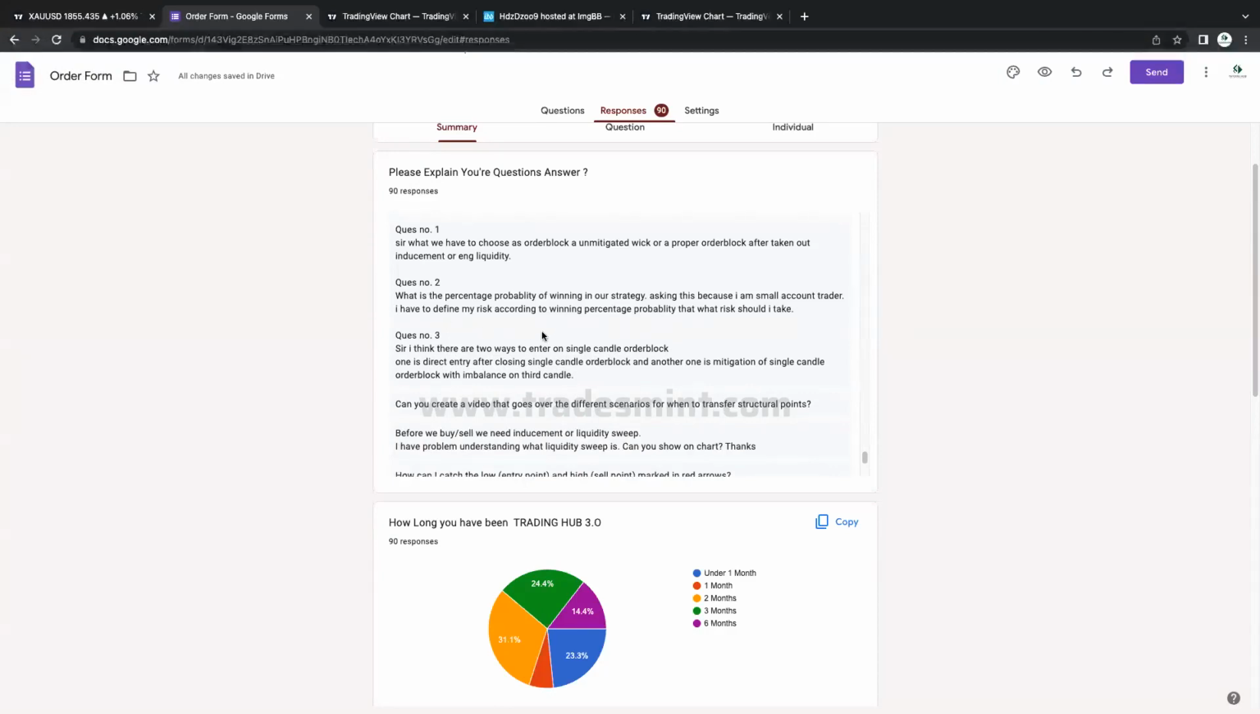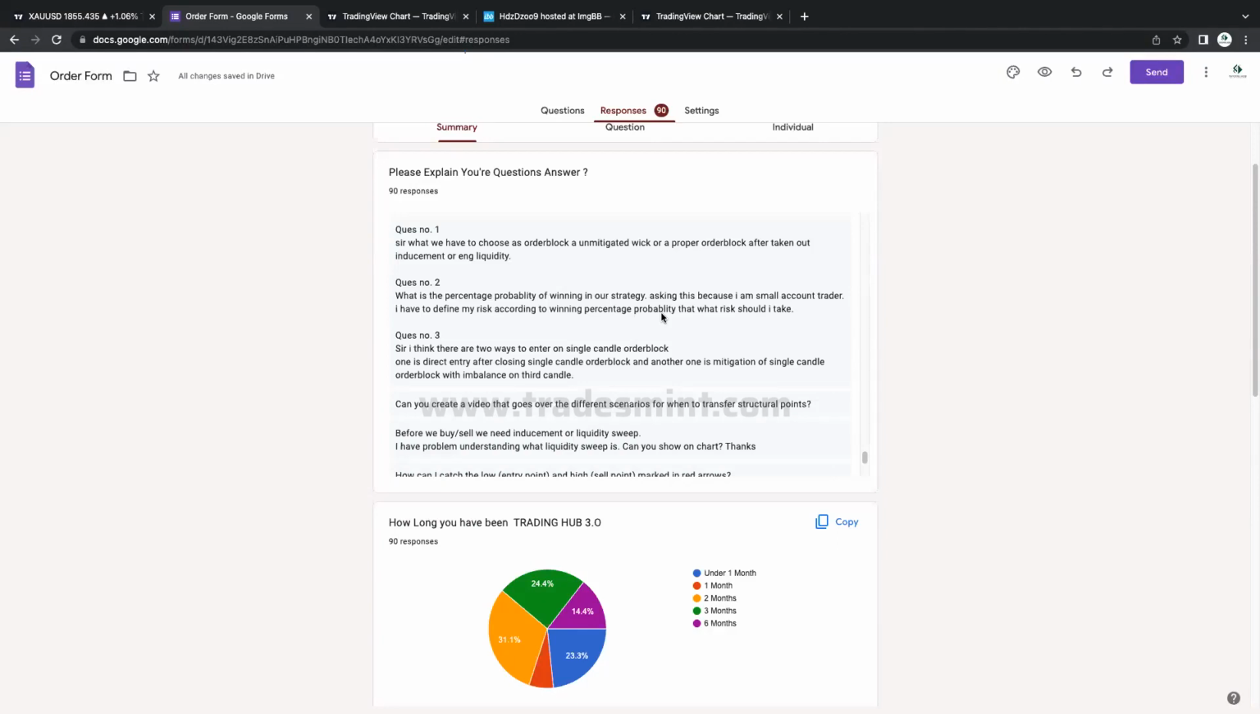Second question: what percent probability of winning does our strategy have? Asking because as a small account trader, I would definitely risk it. So as in most of SMC, right, risk reward is very good, as you know, but strike rate is very small, like 40%, 50% maximum, right?